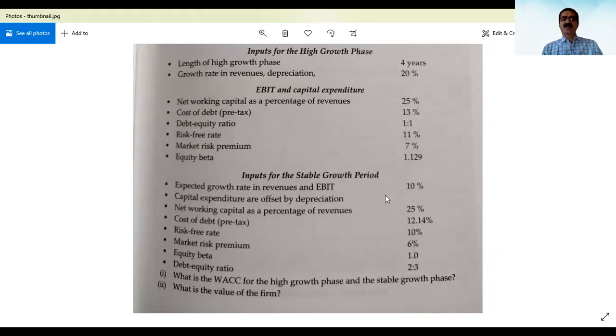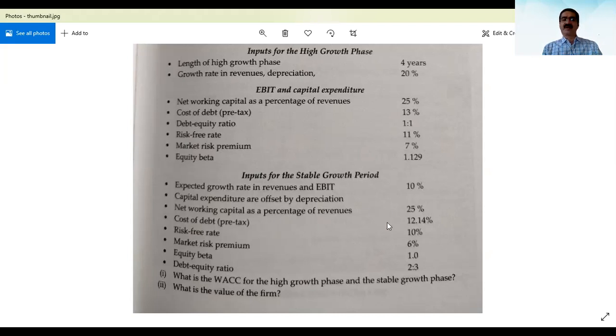Input for the stable growth is given. So expected growth rate in revenue and EBIT is 10%. Capital expenditure is offset by the depreciation, so whenever there is an increase in the depreciation, it will be offset by the capital expenses, or vice versa. Net working capital as a percentage of revenue is 25%.